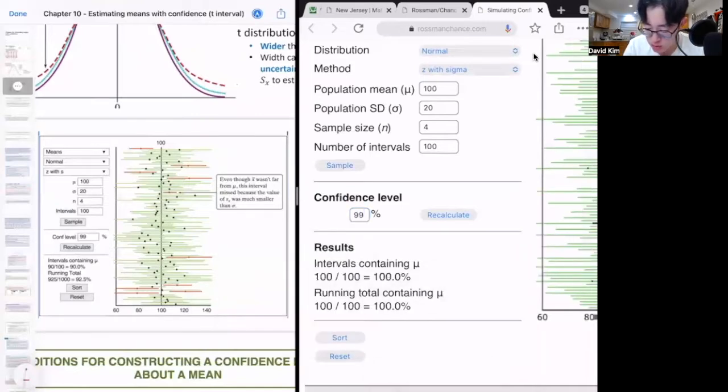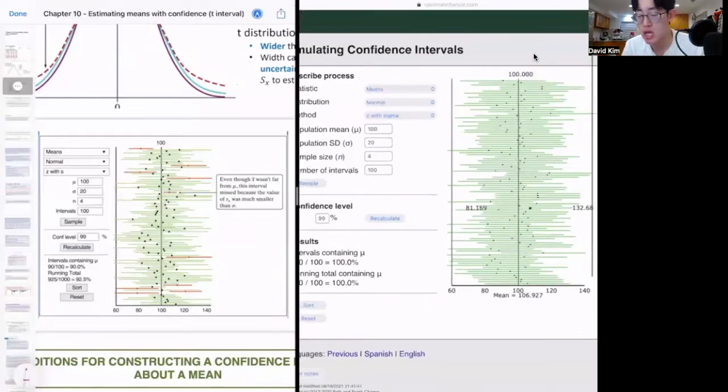And then I'm going to just press recalculate. And now notice how pretty much everything is captured, right? All the samples here, everything is going to be captured because our confidence interval is wide enough. And that's how all the samples that we've taken, they're all going to capture this population samples here.